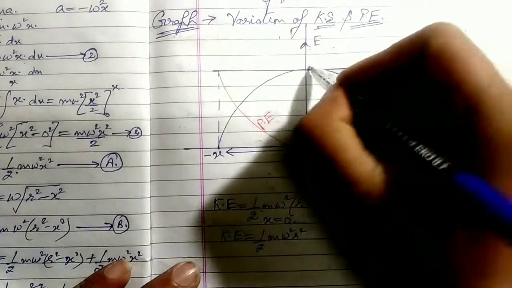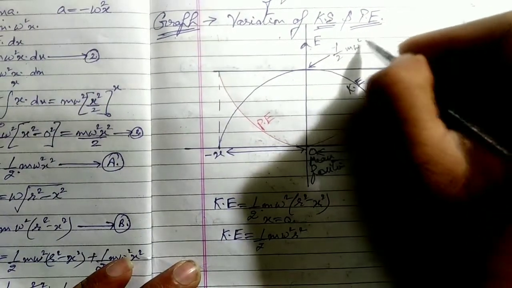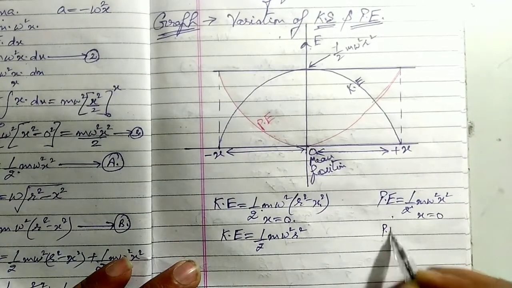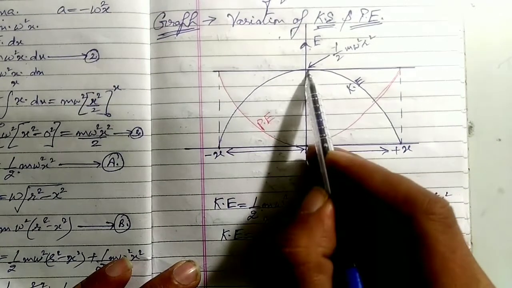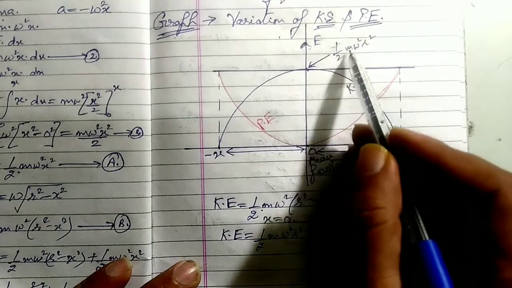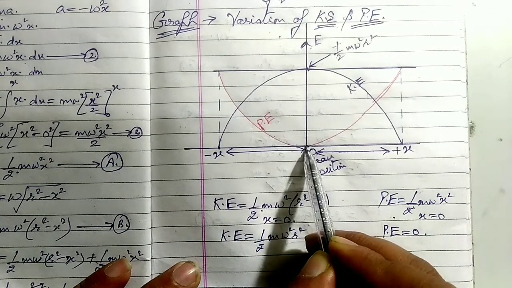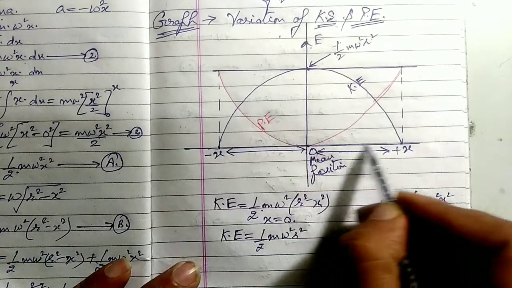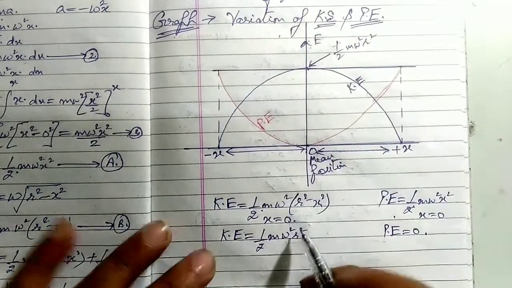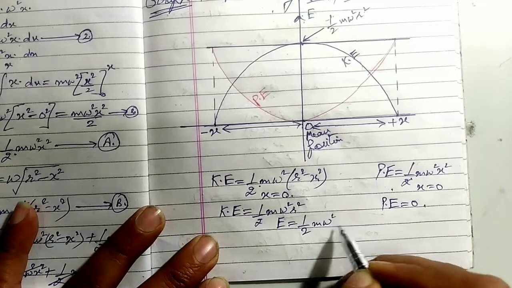So here is half m omega square r square, but if we put x equal to 0 here, potential energy is 0, which means this is the graph of kinetic energy. So at the mean position kinetic energy is half m omega square r square, but potential energy is 0. Okay, so at this point the line is 0 and from here the energy increases. So at the mean position we are getting total energy E as only half m omega square r square.